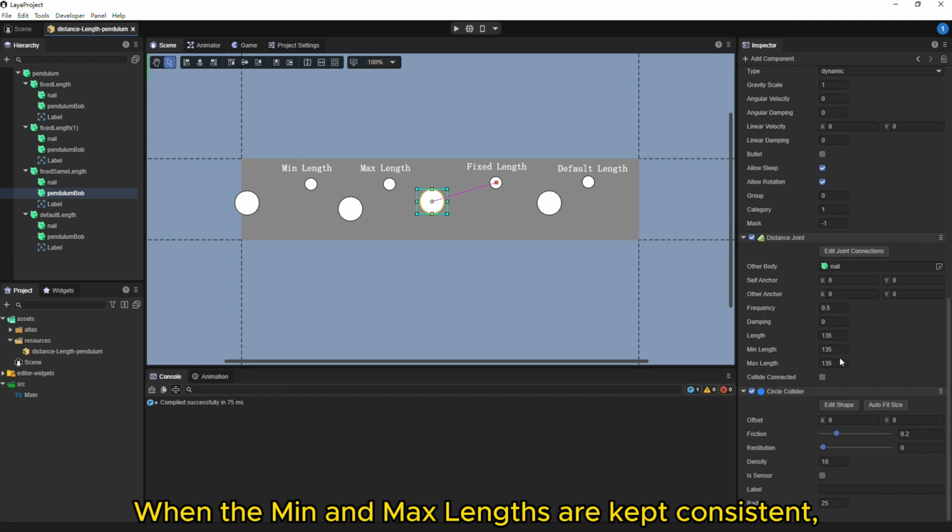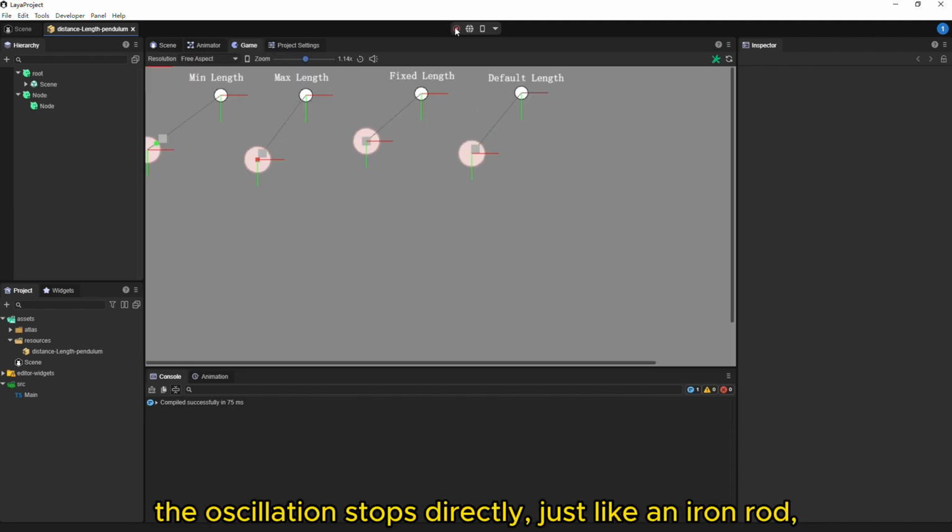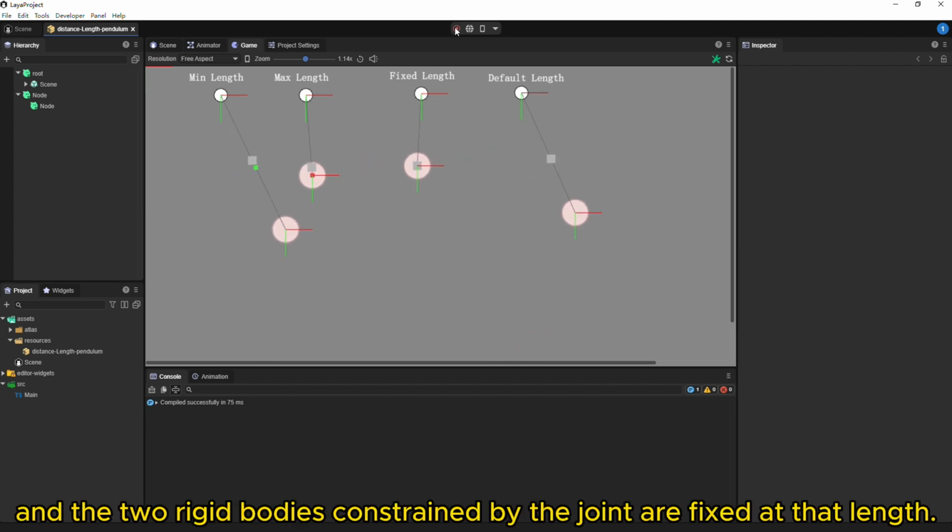When the min and max lengths are kept consistent, the oscillation stops directly, just like an iron rod, and the two rigid bodies constrained by the joint are fixed at that length.